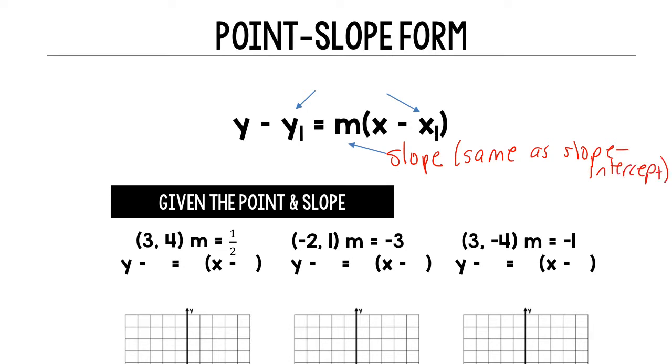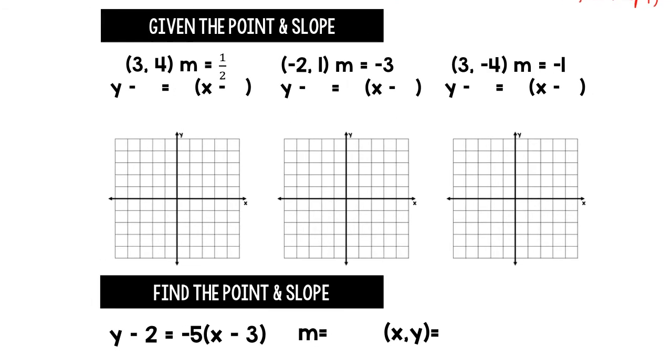The x1, y1 is a coordinate point on the line. So you find a point on the line and it's x1, y1, and all we need is the slope, and we can write the equation of a line. Let's put this baby to good use.